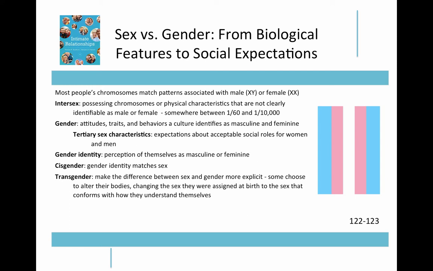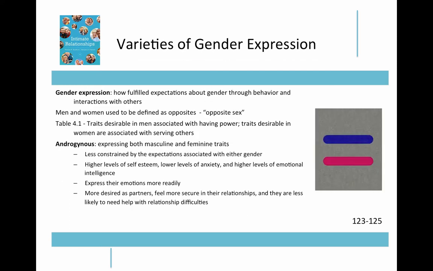For the vast majority of people, their gender identity matches their sex. But there are people who are transgender, and that's a transgender flag to the right. They make the difference between sex and gender more explicit. Some choose to alter their bodies, changing the sex they were assigned at birth to the sex that conforms with how they understand themselves. Gender expression is how expectations about gender are fulfilled through behaviors and interactions with others.